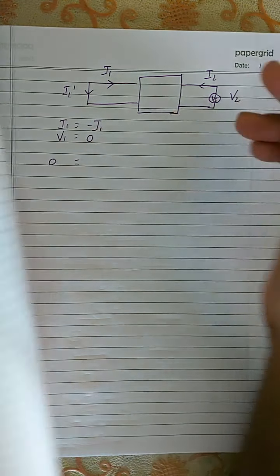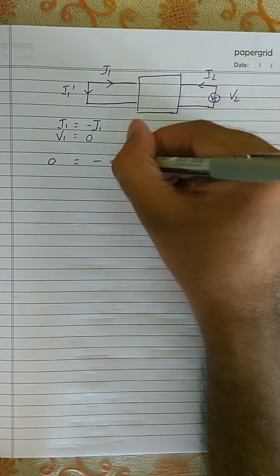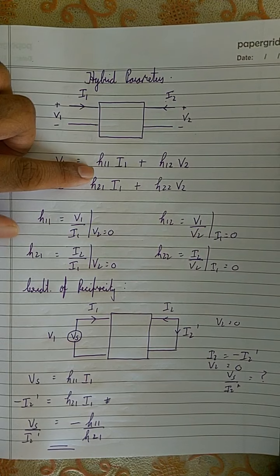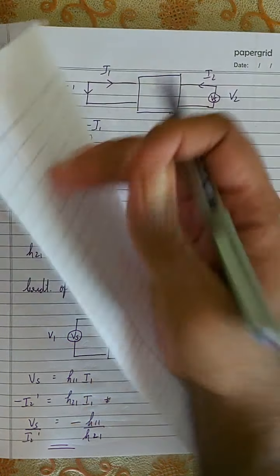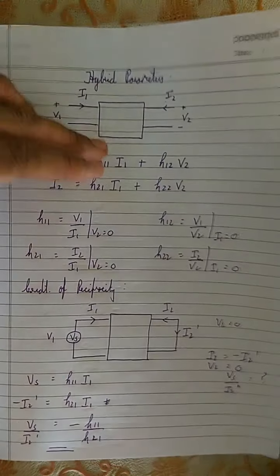0 is equal to H11 times I1, which is minus I1 dash, so minus H11 I1 dash, plus H12, and V2 is Vs.